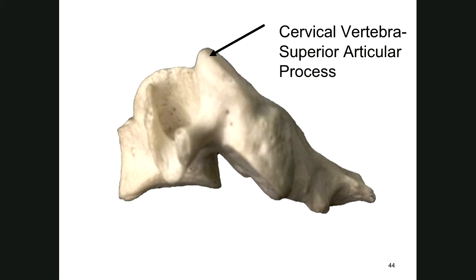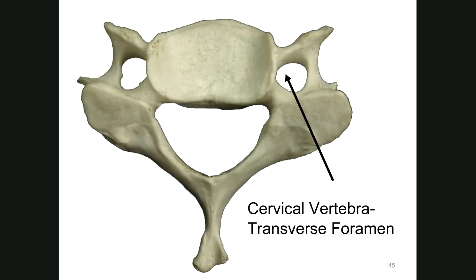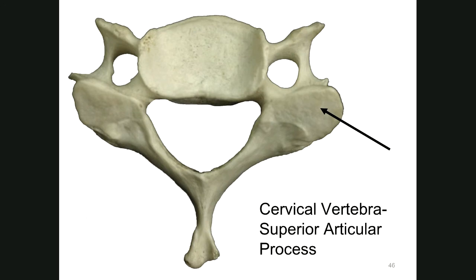All right, so you can see here again, this is another transverse foramen. It's out of order. All right, so again, I know this is pointing to the flat area there, but it's referring to this whole structure here. This whole thing is a process.